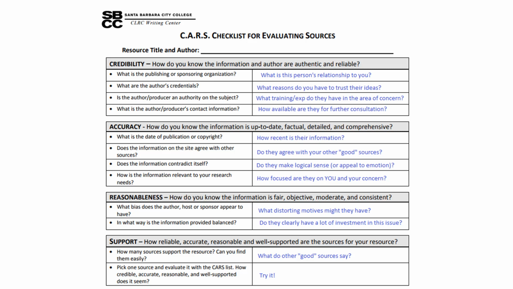Do they clearly have a lot of investment in the issue? Sometimes people just have a lot of investment in being right. Sometimes they'll have a lot of investment because they're involved in the decision that you're making. They'll have a lot of investment just because they care about you a lot. So checking that, because the more invested you are, again, the less objective. This is similar to the other one. What do the other good sources say?